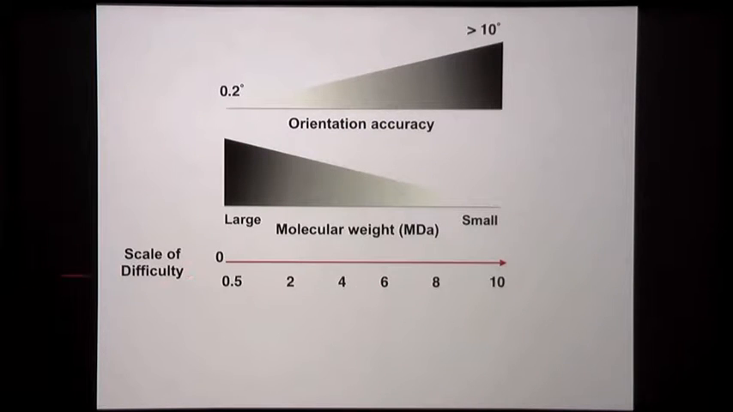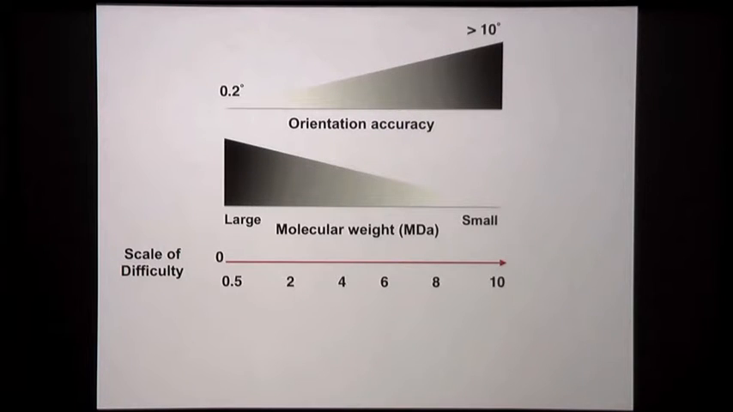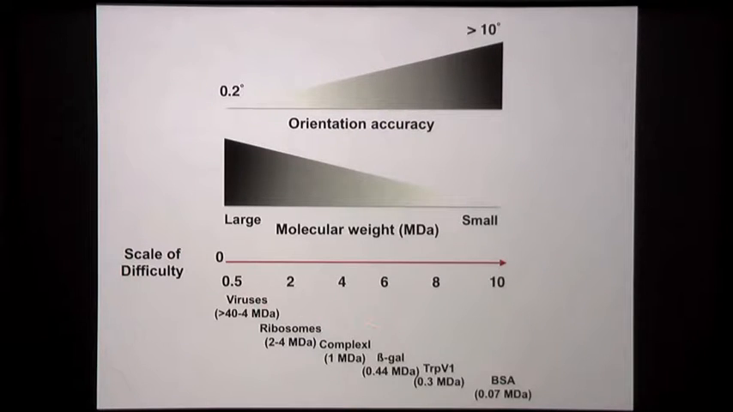So here I have a scale of difficulty which starts from 0 to 10. I don't call anything 0 because you still have to make a grid. If you don't have a good grid, you won't get good images. So it goes like this. The smaller particles are more difficult. And so I put some of the examples we know.